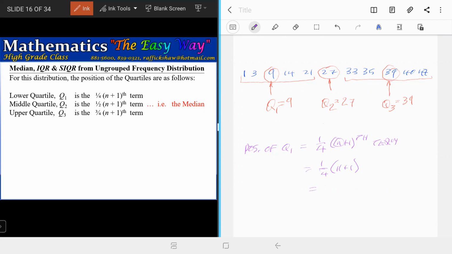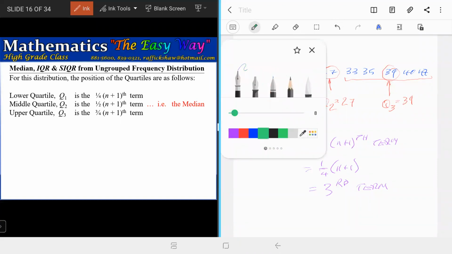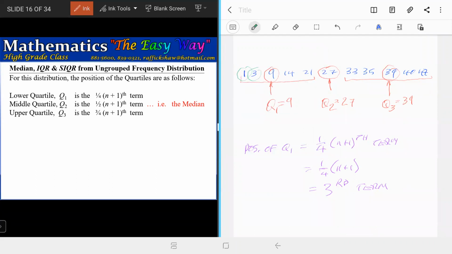1/4 of 12 is 3, so the third term is your Q1. If you look at the table right here, first term, second term, third term, the third term is Q1, and it happens to be 9. The formula gives you the position of it. It doesn't give you the value; it tells you where it is.